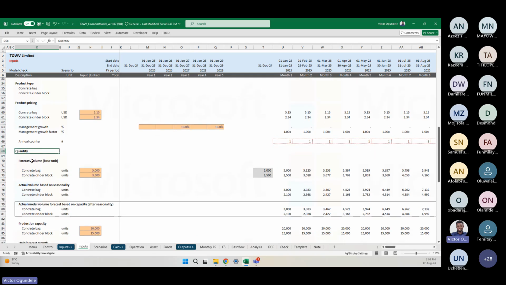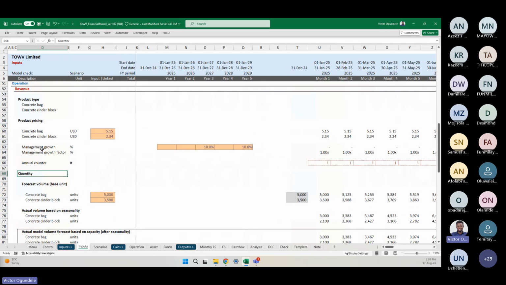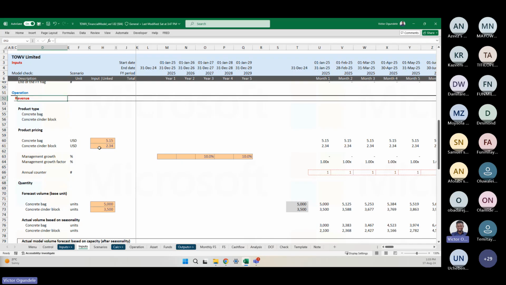So let's start together. First, let's rename this, let's just call this revenue and cost of sales, so that it's easy for anyone to get that. This section is basically anything related to revenue and cost of sales.